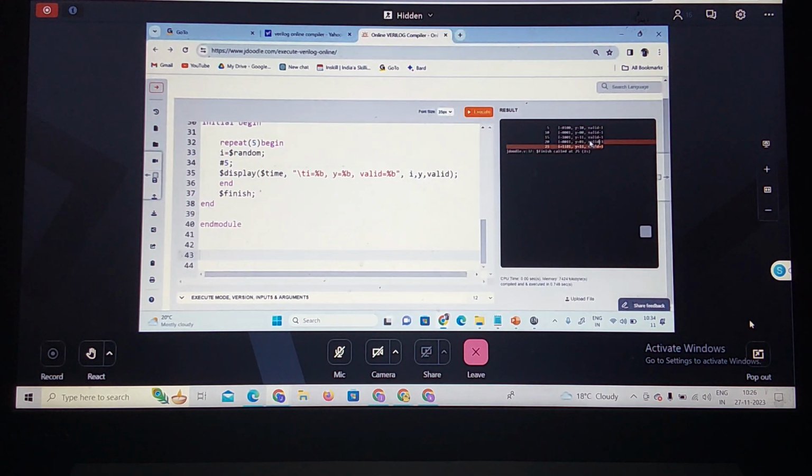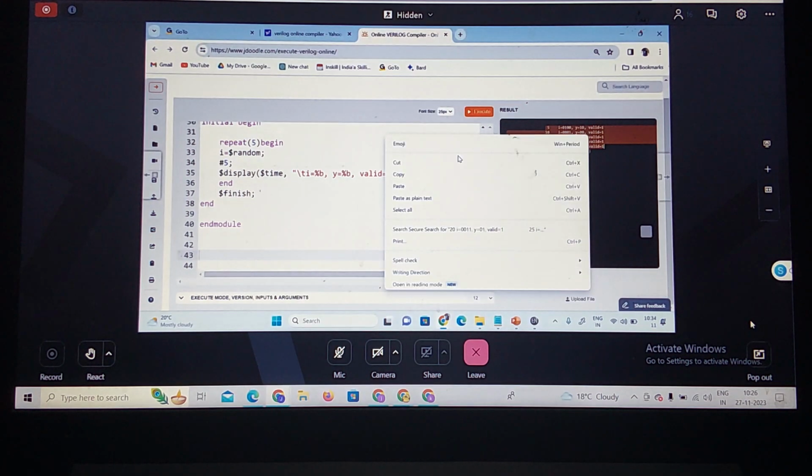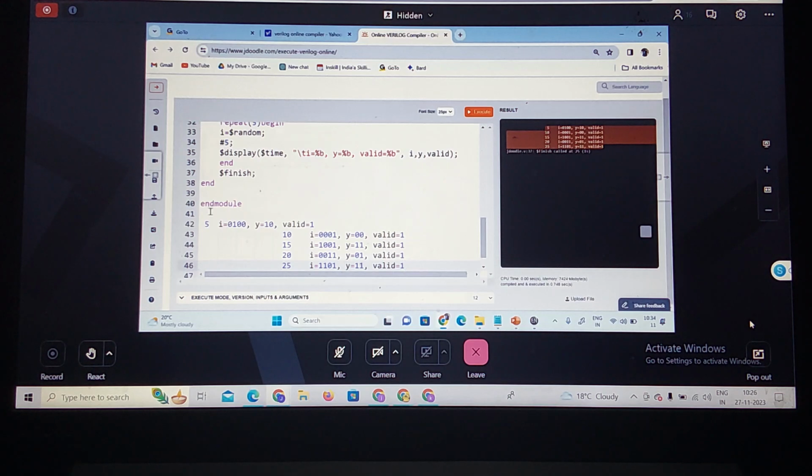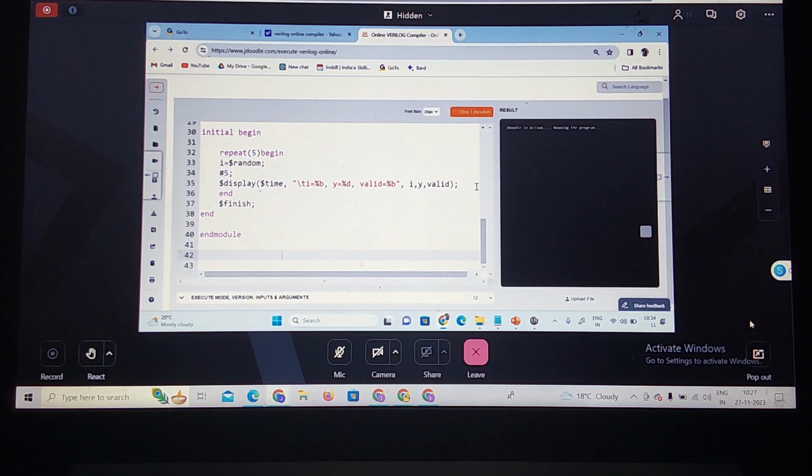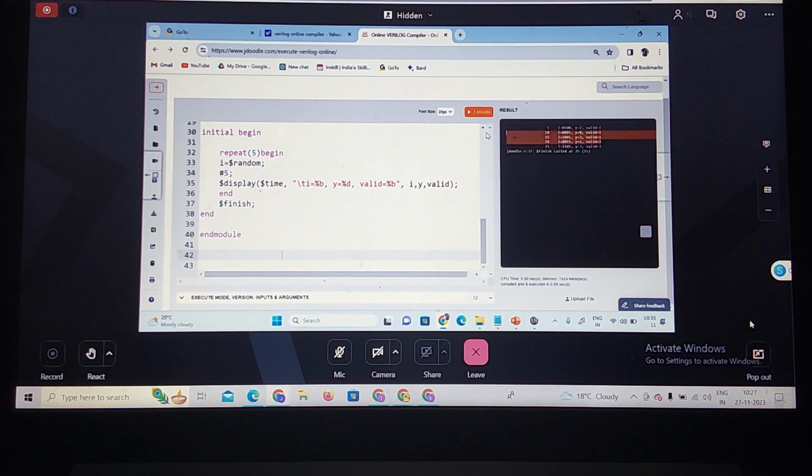So let me remove this and run this program. Now can you verify this? It is working as an encoder. Can you see this output? This should be encoding as what? 2. Let me bring this in decimal. Let us remove this and run this program. Can you see this is working as an encoder now?